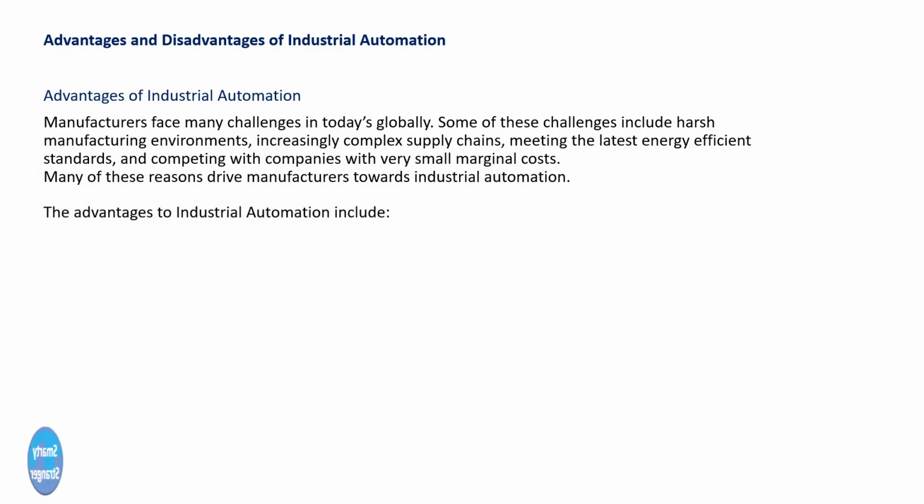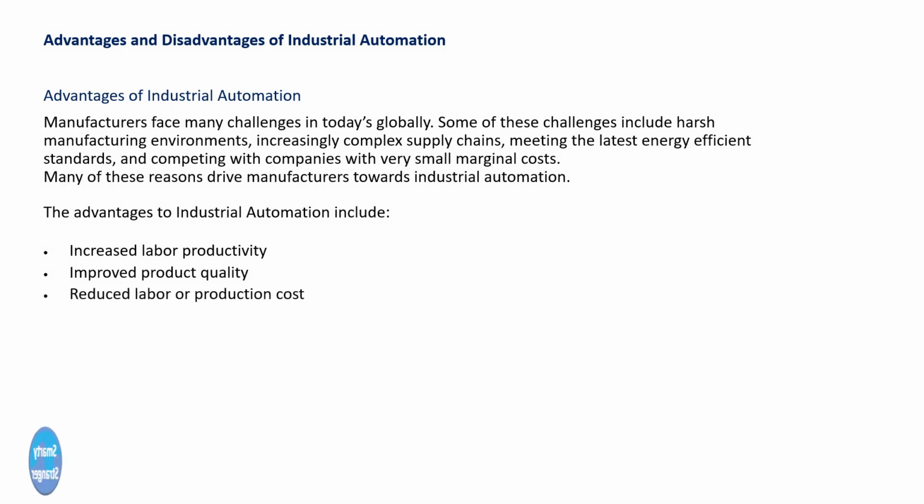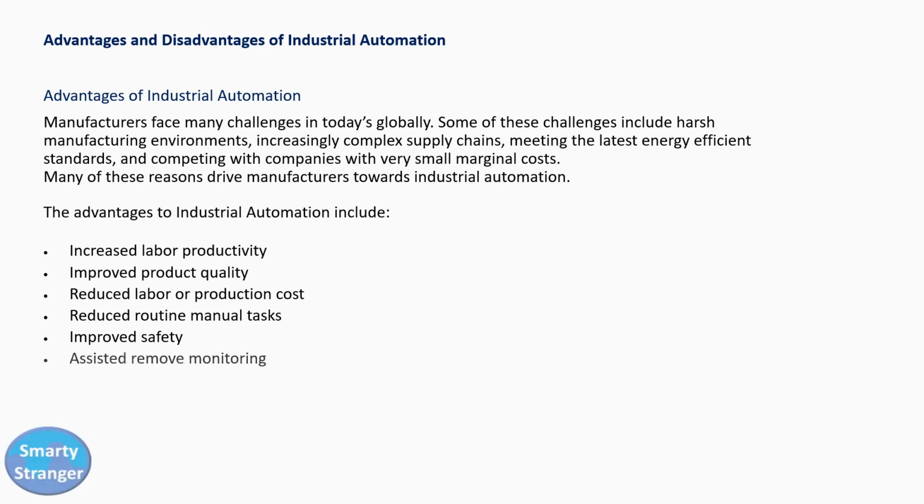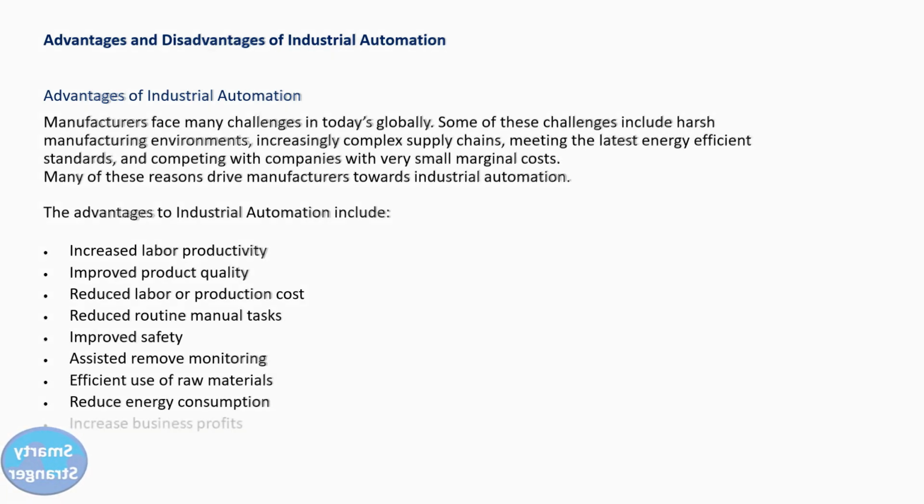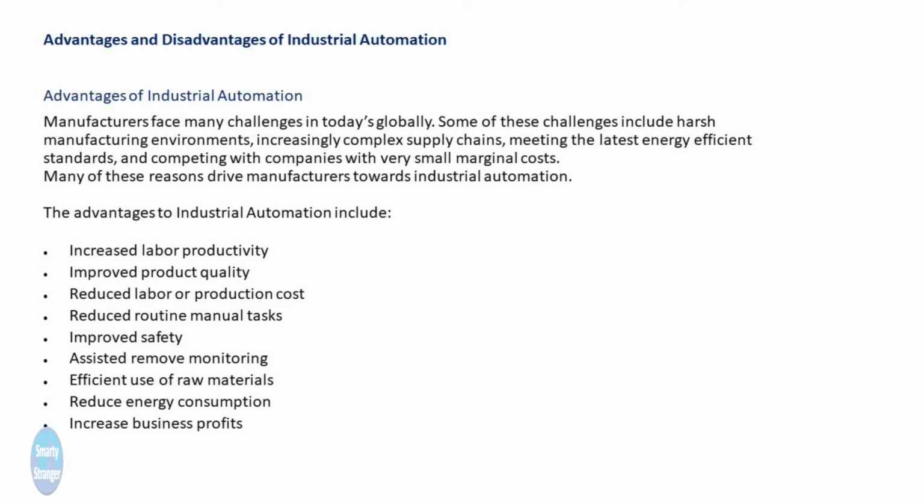Many of these reasons drive manufacturers towards industrial automation. The advantages of industrial automation include increased labor productivity, improved product quality, reduced labor or production cost, reduced routine manual tasks, improved safety, assisted remote monitoring, efficient use of raw materials, reduced energy consumption, and increased business profits.